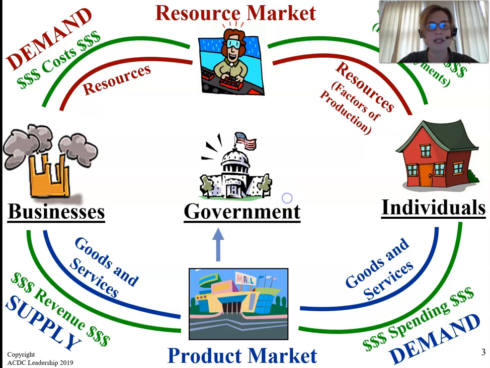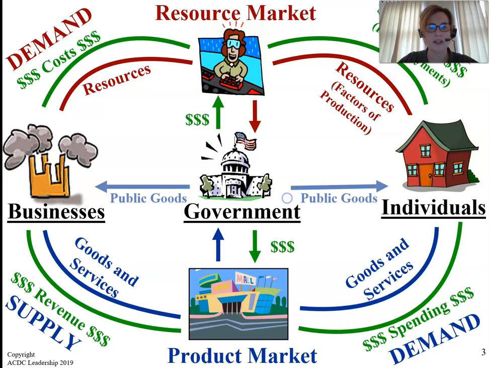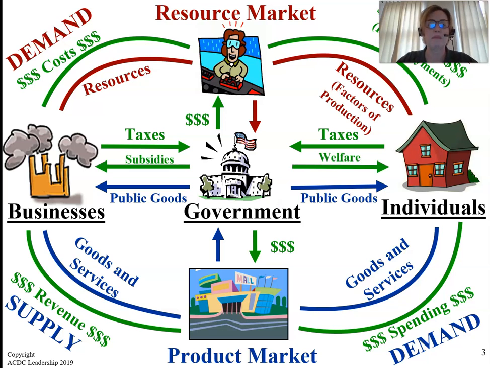We have the government as well. The government provides a variety of services, and we refer to the government as the public sector. The government collects taxes from both individuals and businesses, and part of those tax dollars are used to distribute welfare payments as well as subsidies.